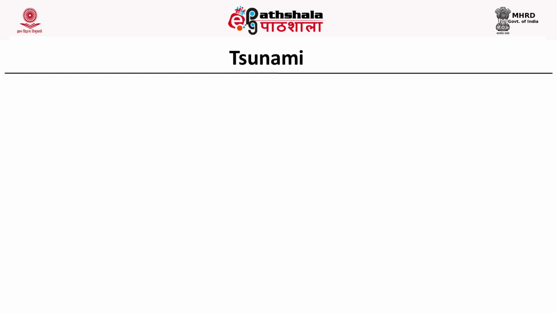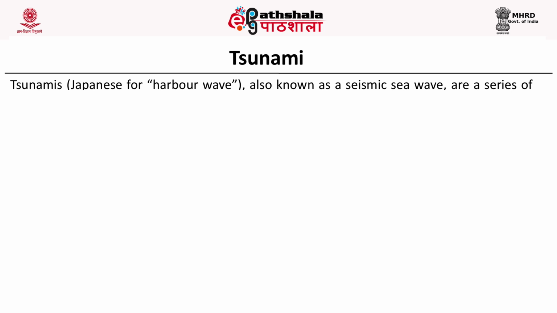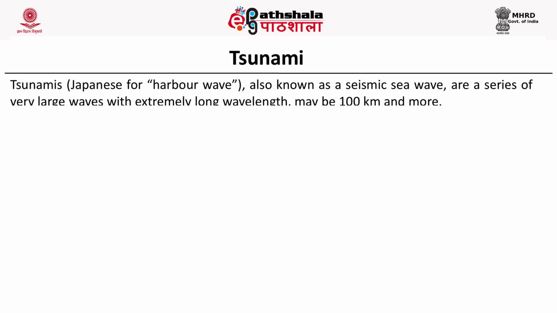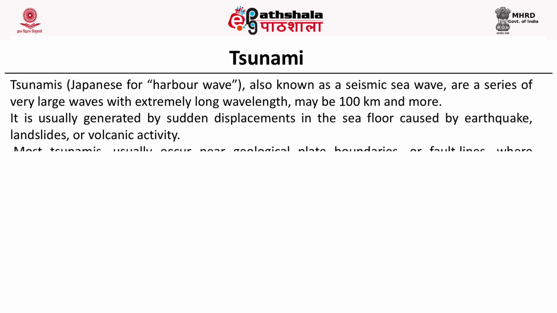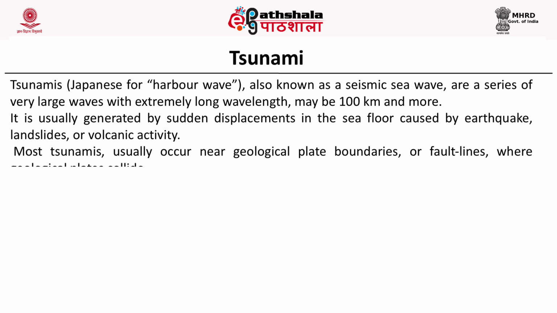Although we have discussed tropical cyclones earlier, let's have a look at tsunami. It's a Japanese term for harbor wave, also known as seismic sea wave, and it's a series of very large waves with extremely long wavelength, maybe 100 kilometers or more. It is usually generated by sudden displacements in the seafloor caused by earthquakes, landslides or volcanic activity. Most tsunamis usually occur near geological plate boundaries or fault lines where geological plates collide.